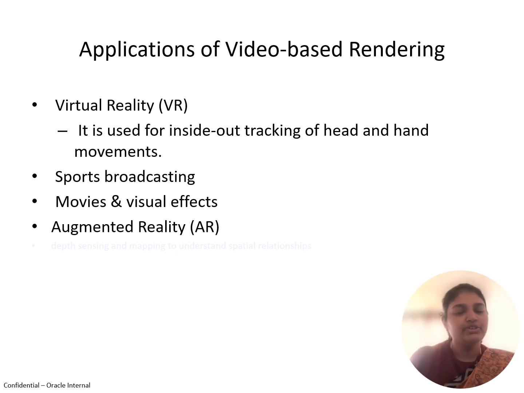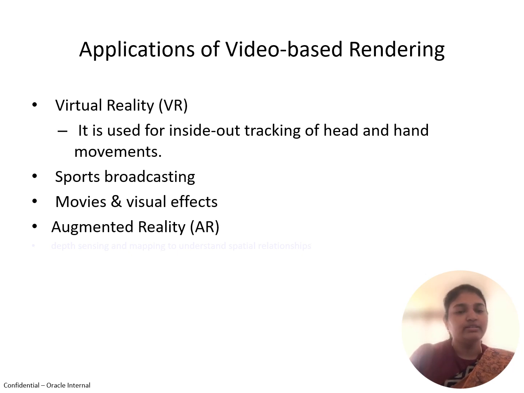And these are some applications of video-based rendering. First is virtual reality, then sports broadcasting, movies and visual effects, and augmented reality. Virtual reality is used for inside-out tracking of head and hand movements. For example, if we take a photo and the head or hand shakes while taking it, it is captured as a live photo. That is virtual reality. This is the application.